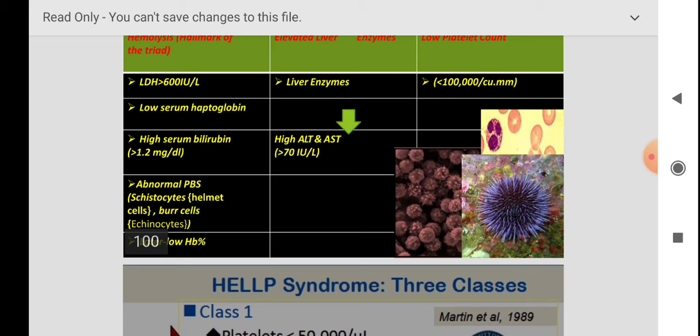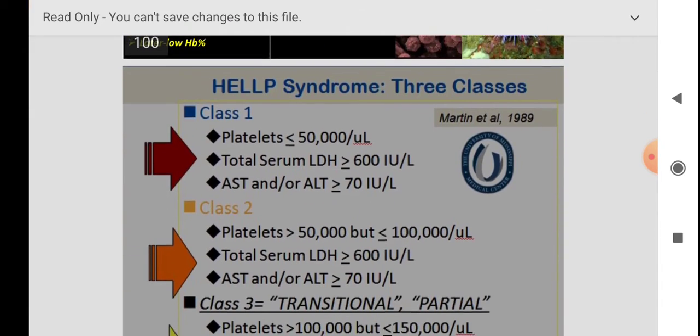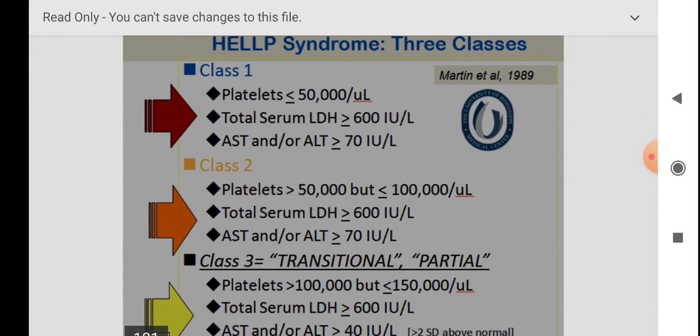Liver enzymes: there is high AST and ALT, more than 70, that is almost twice the normal. Platelet count will usually be less than 1 lakh. There are three classes in HELLP syndrome depending upon the severity. Class 1 is the most severe form, where platelet count is less than 50,000, total serum LDH is more than 600, AST, ALT is more than 70.